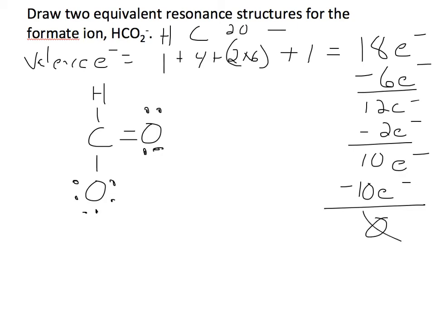So we said that there are 2 equivalent resonance structures. The only difference is that we could draw this double bond on the other oxygen as well. So basically we can just write carbon, a hydrogen, and oxygens with their electrons, and then we could have a double bond on this oxygen as well. Those are 2 equivalent resonance structures for the HCO2- ion.